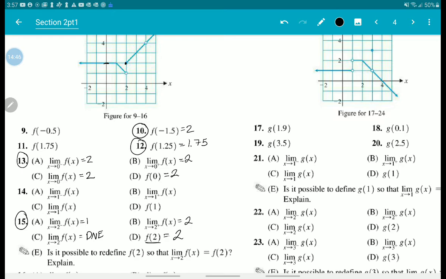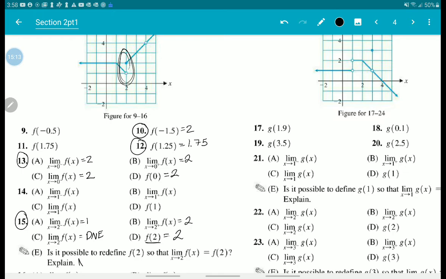E is asking us, is it possible to redefine that function so that the limit as x approaches 2 of f of x is equal to f of 2? And when we talk about redefining functions, if we can redefine, it's got to be something simple. It's easy for us to plug in holes, but we can't fill in big gaps. So notice this one, we have a big gap here. We can't fill that in.